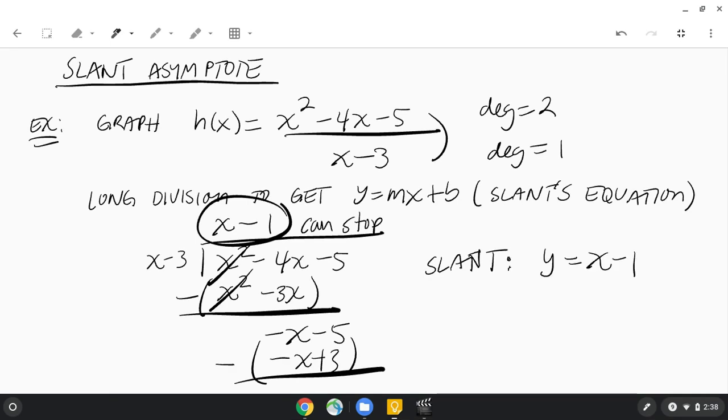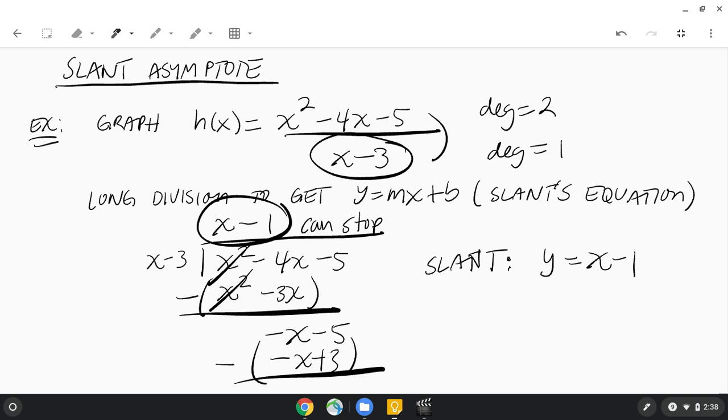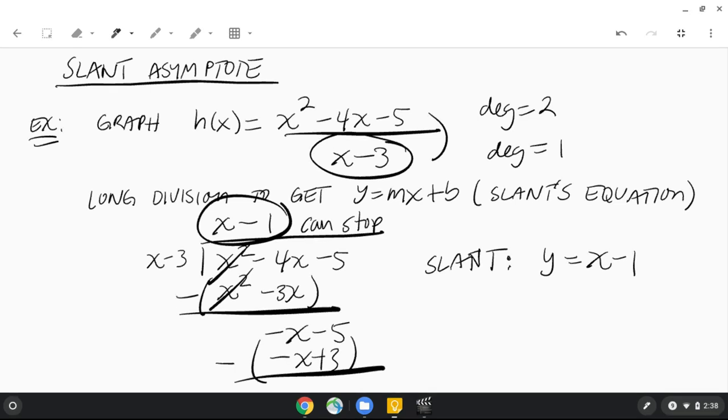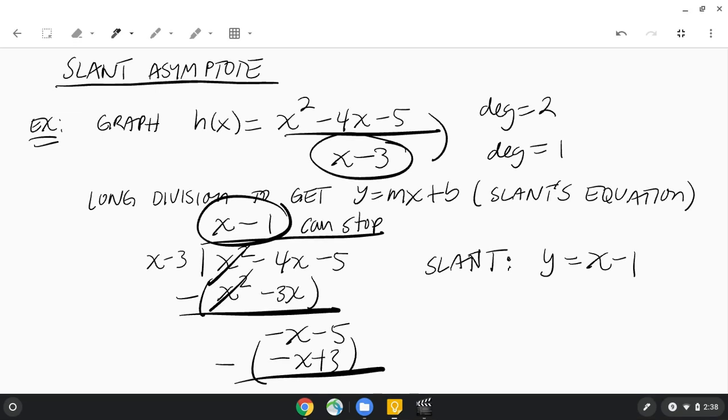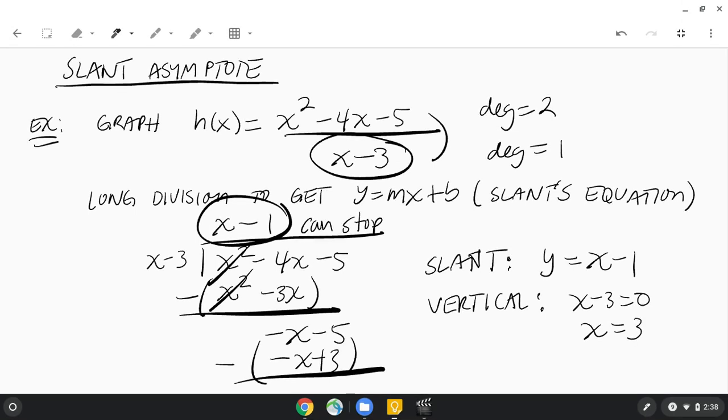Okay, and we can see here in the denominator, x minus 3. So we're going to have a vertical asymptote. x minus 3 equals 0. So at x equals 3. So these are going to be your two asymptotes. This slant one will be an asymptote. And this one right here, x equals 3.